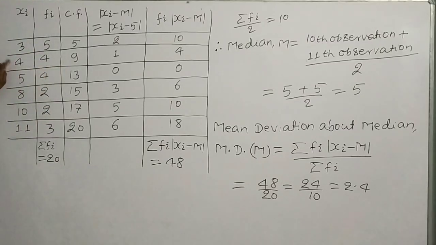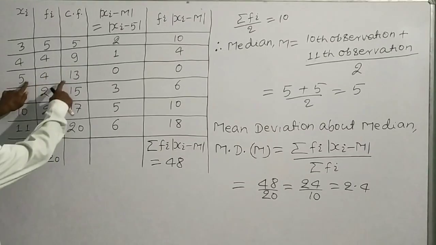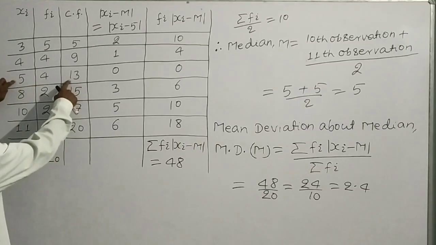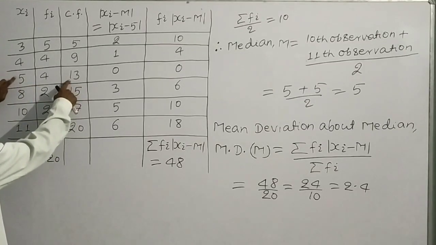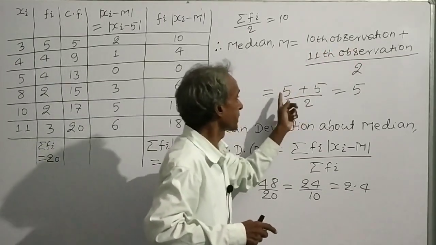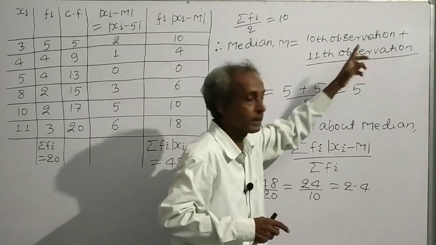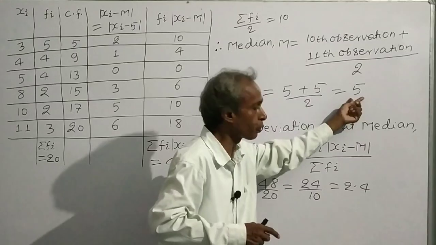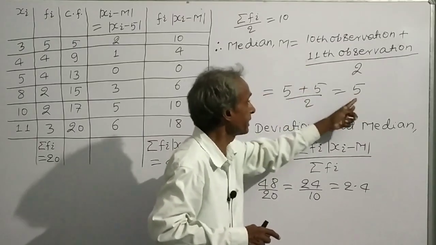Up to this 4, there are 9 observations, but up to 5 there are 13 observations. That means 10th observation and 11th observation both are 5. Therefore, in place of 10th observation we write 5, in place of 11th observation also we write 5. 5 plus 5 by 2 is equal to 5. Therefore, median is 5.